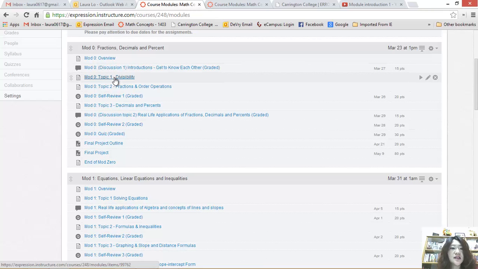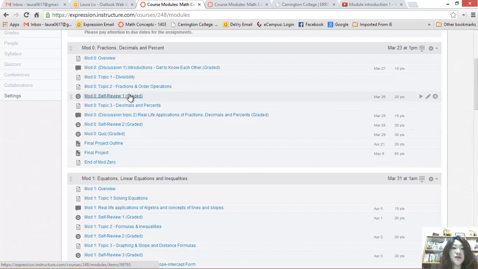Here you can see in each module, I divide it into a couple of topics according to the module content. So in each topic page, we talk about different important concepts for this module. For example, in module 0, we have topic 1, which talks about divisibility, and topic 2, which talks about fractions and order of operations. Most of the time, each topic page is followed by a self-review.